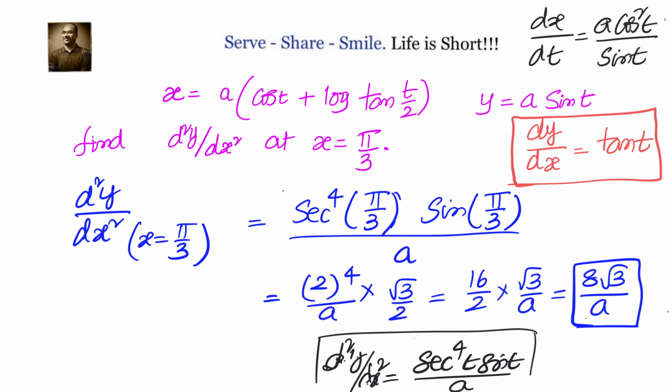Now d square y by dx square is equal to d by dx of dy by dx, but dy by dx is in terms of t. We have to differentiate with respect to t, so we can write d by dx as d by dt into dt by dx. So what we end up with now is d by dt of whatever dy by dx we got in terms of t, and multiply that with dt by dx, the value which we got earlier. So the value of d square y by dx square at x equals pi by 3 is 8 into root 3 divided by a.